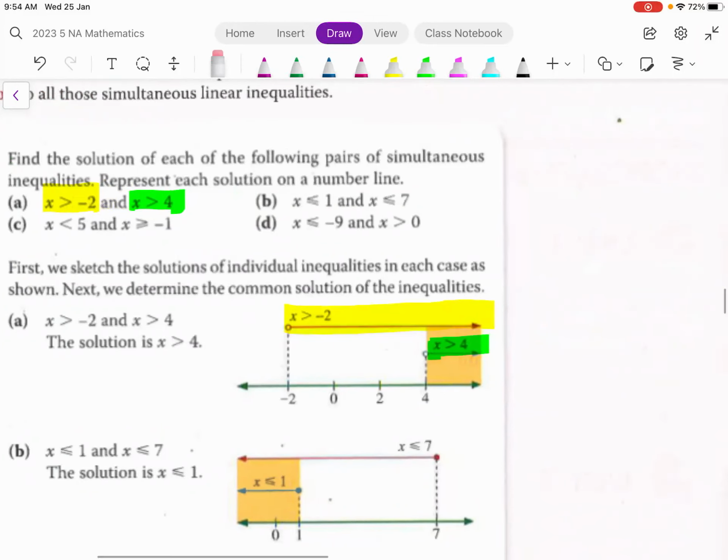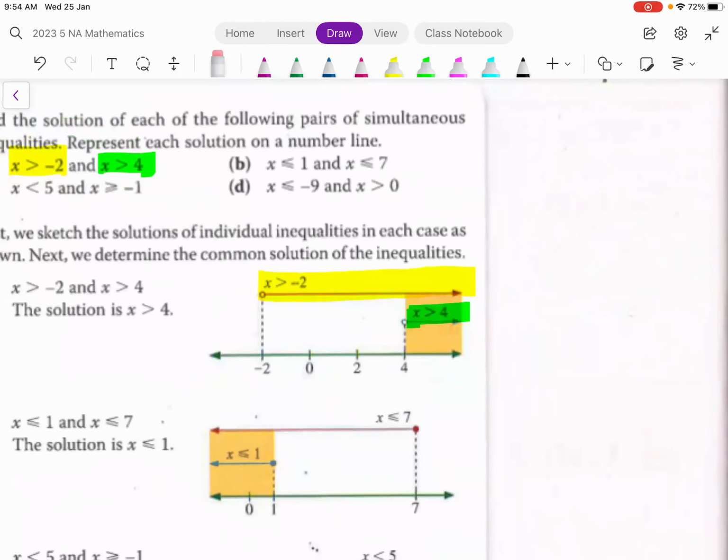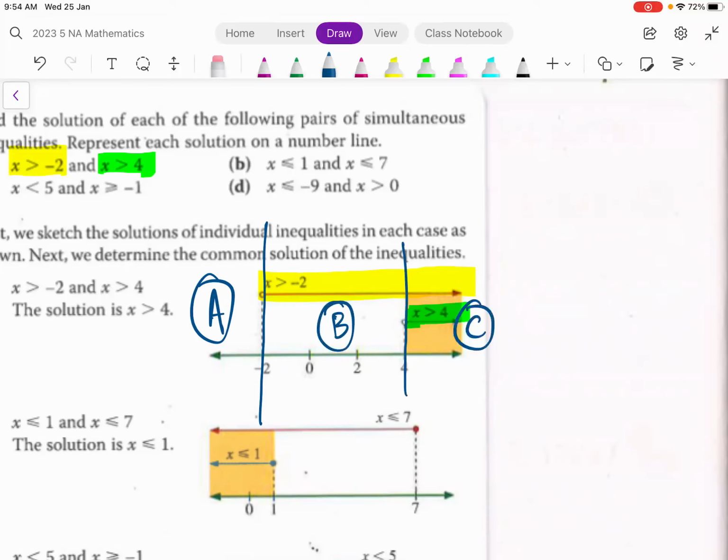So now our number line shows us 3 regions. Where are the 3 regions? Watch carefully. This is region A. This is region B, and this is region C. Can you see that? We have 3 regions, 3 portions to it. It is in part A. How do we describe part A?